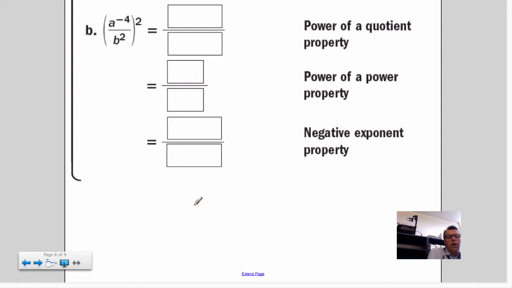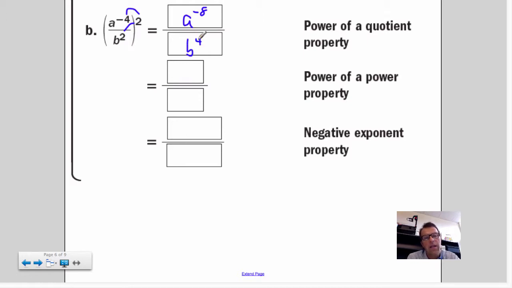Here we go, another problem. So we've got, again, you kind of have choices here. You could deal with what's in the parentheses first, especially this negative. I'm going to distribute the exponent 2 into both the a and the b term. So this would be a to the power -8 over b to the power 4.